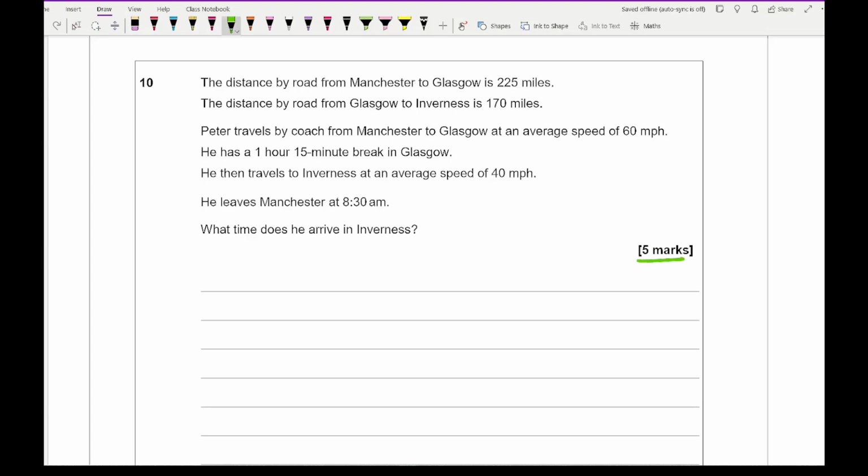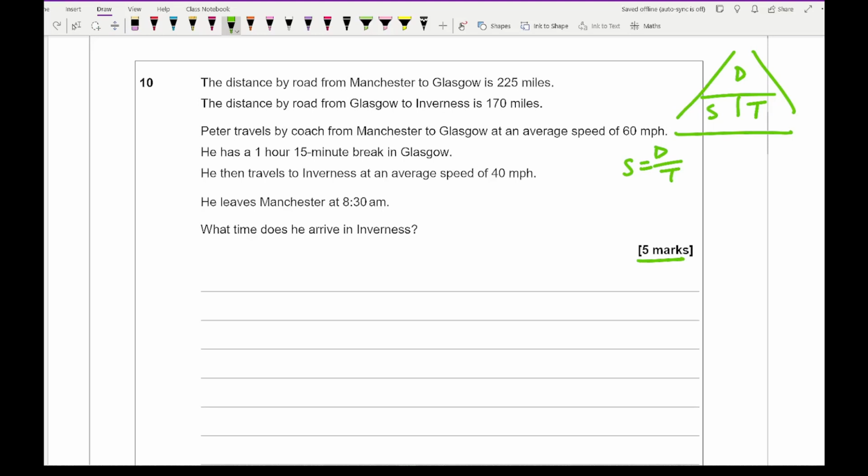So for this particular question, we're going to be using speed. So speed equals distance over time. Now if you want to use the triangle, though it's becoming a bit frowned upon now, we can use the triangle because I'm going to be working out a mixture of distances and times.